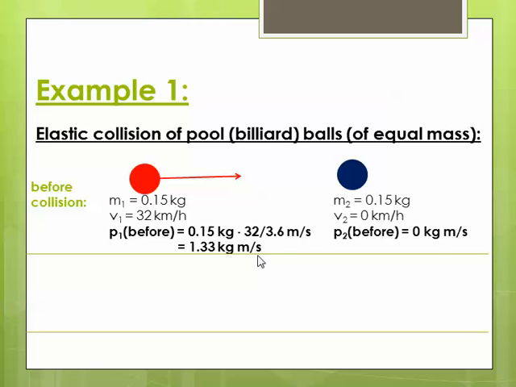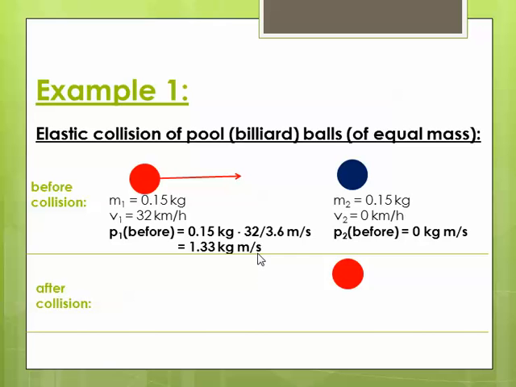The linear momentum of the blue one is 0 because the blue one is at rest, because the velocity of the blue one is 0. So before collision, the sum of the linear momentums is just given by the linear momentum of the red one, 1.33 kilograms times meter per second. Now, the sum of the linear momentums before collision must be the same as the sum after collision. So let's consider the linear momentum after collision.